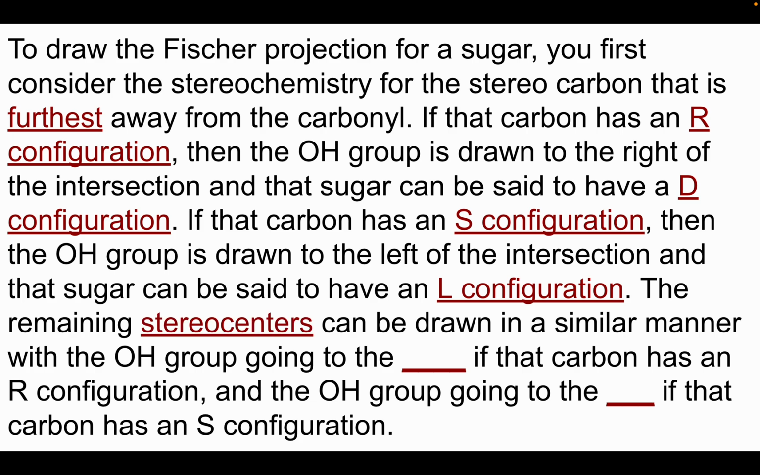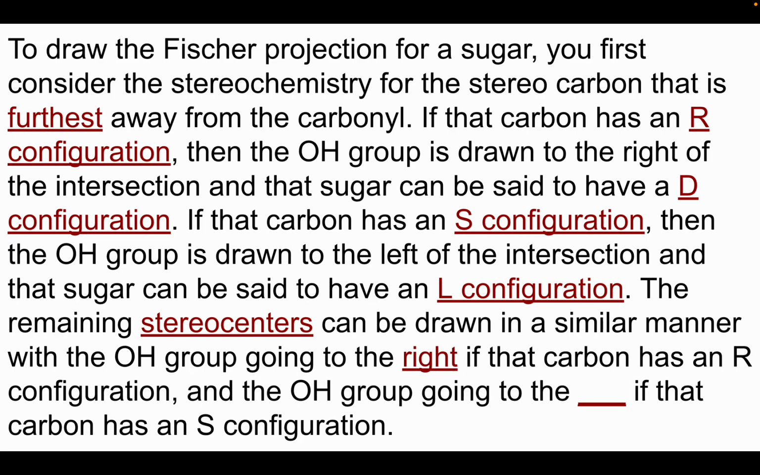The remaining stereocenters can be drawn in a similar manner, with the OH group going to the right if that carbon has an R configuration, and the OH group going to the left if that carbon has an S configuration.